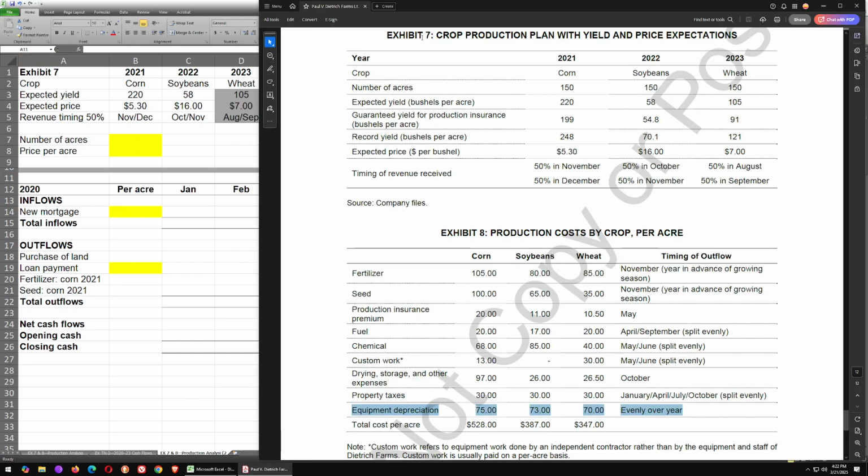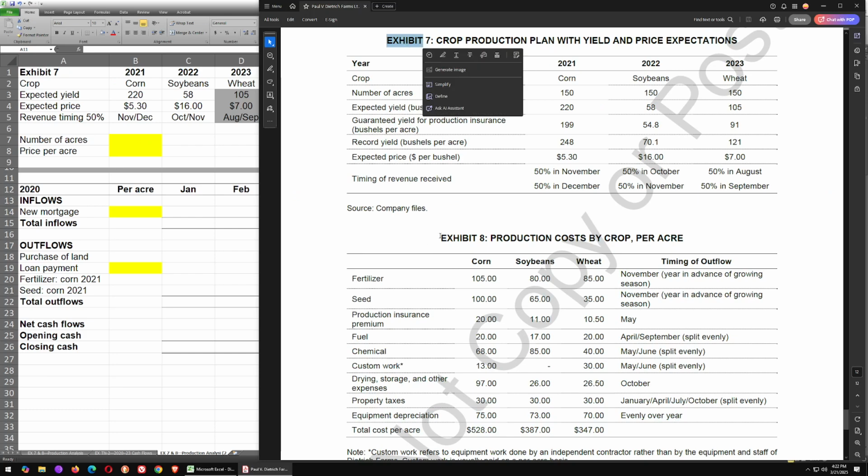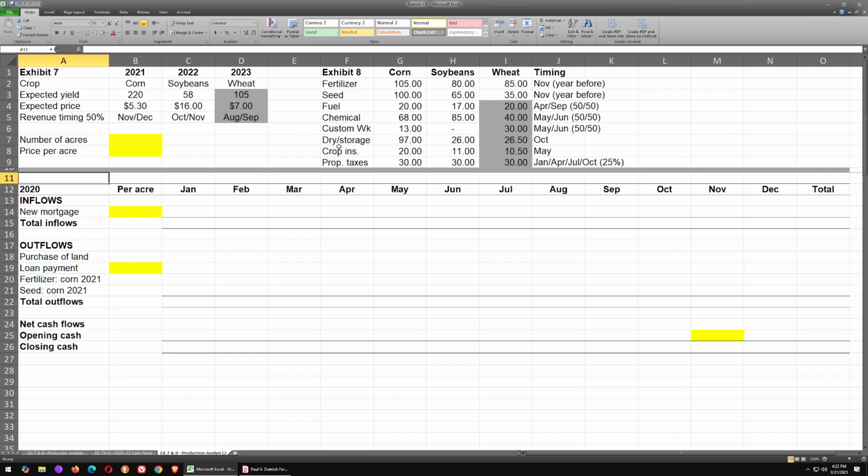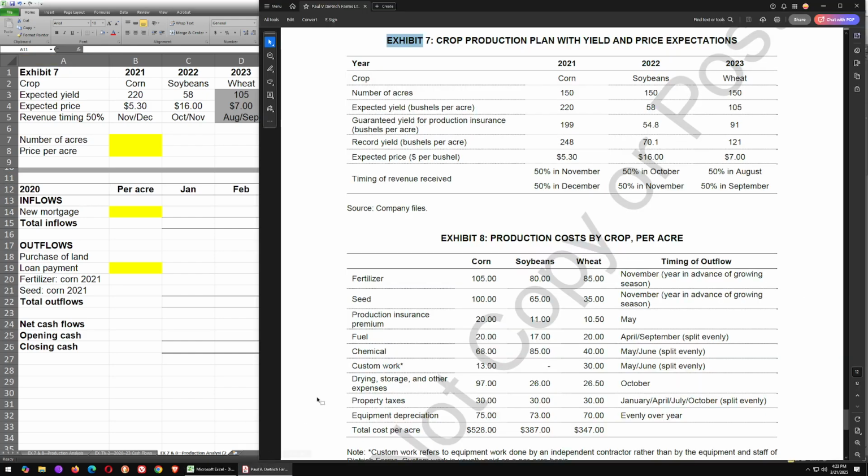So first of all, you can see I've got Exhibit 7 and I've got Exhibit 8. I've pulled the information out that I need, so you actually don't need to fill in these numbers that I've got grayed out, just to show you that this is where it came from. I also simplified the explanation here. So what other information do we need besides Exhibit 7 and Exhibit 8?